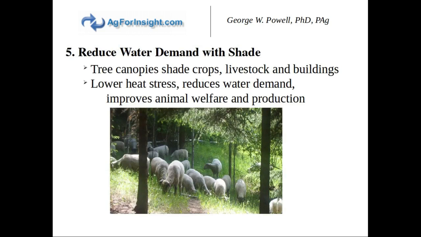Finally, trees and shrubs not only act to trap and hold moisture, they can lower water demand on the farm. So tree canopies in particular are going to shade crops, livestock, and buildings. That lowers heat stress. Lower heat stress directly translates to reduced water demand. It's going to improve your animal welfare and through that production. And even with crops, cool season crops that predominate in our region, they benefit in midsummer during peak heating times from a little bit of shade and reduced temperature.